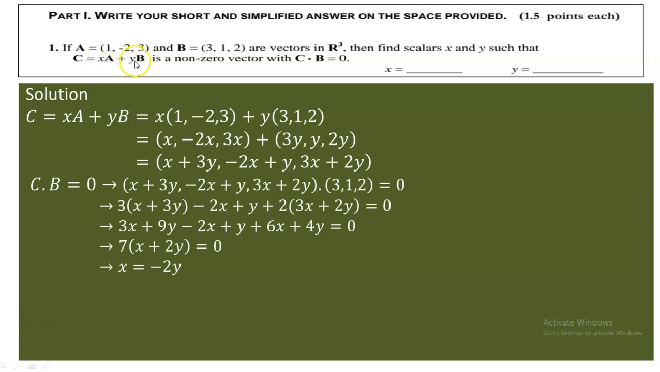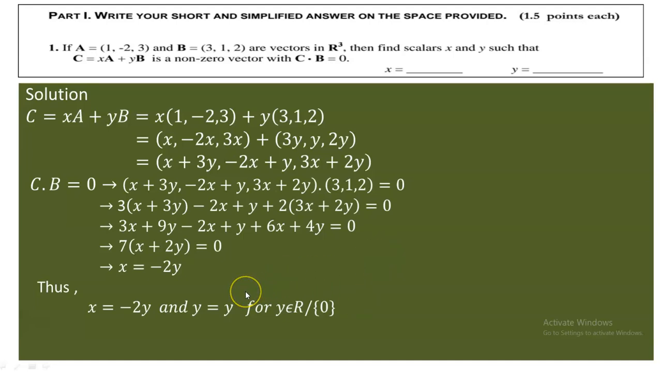Okay, the two can't be 0 at the same time, because if you make the two 0, your c is going to be 0. Since your intention is to find a non-zero vector, you are free to use any number in place of x and y, except the case where both can be 0. So your answer can be written in the following way: x equals minus 2y, and y is again itself, but your y can be any real number except 0.